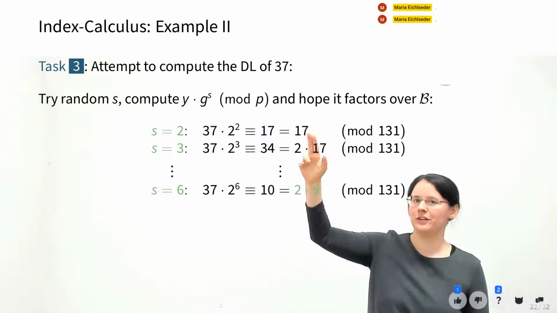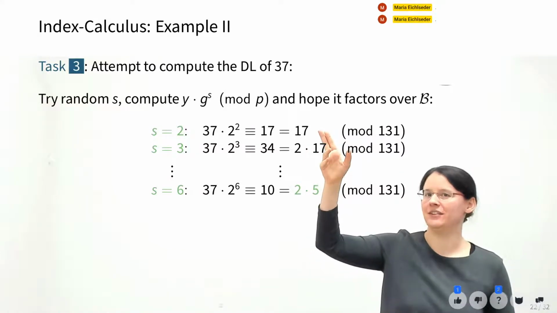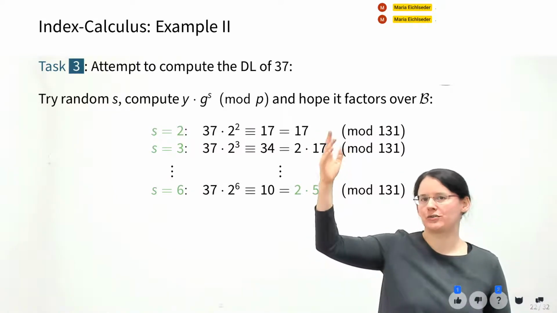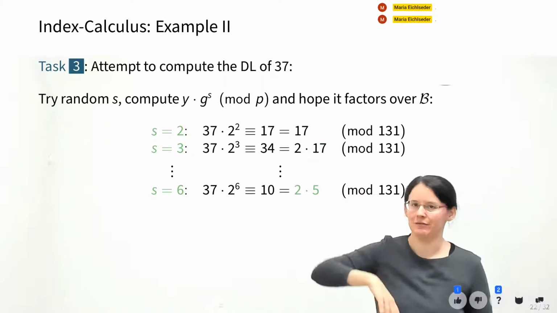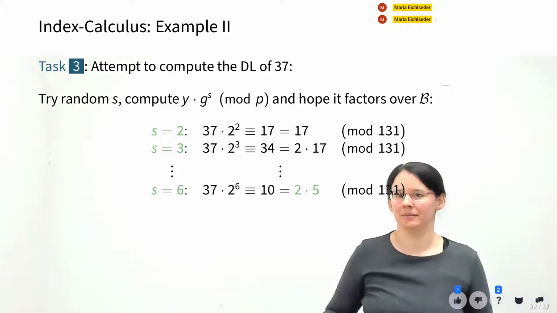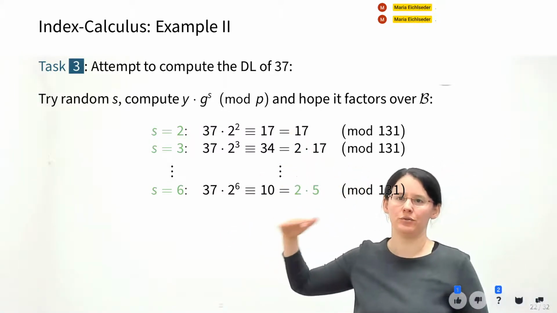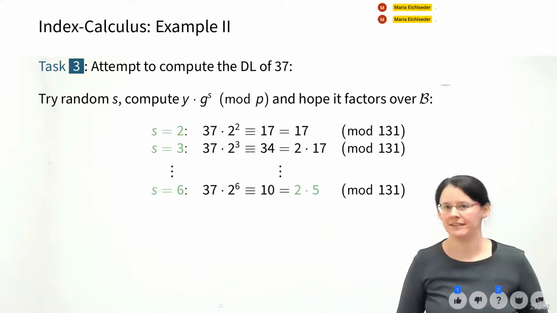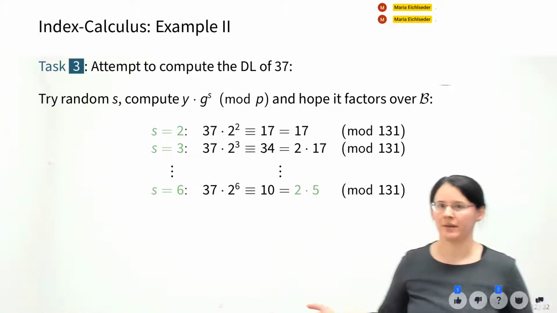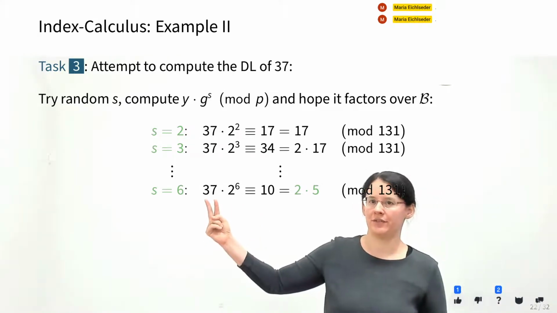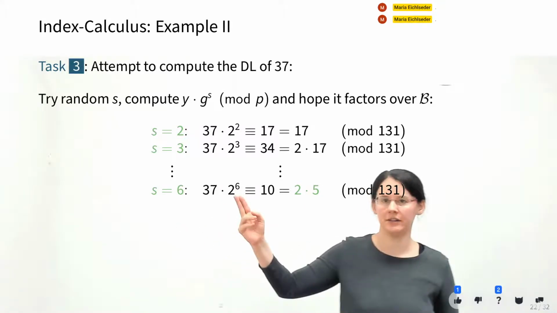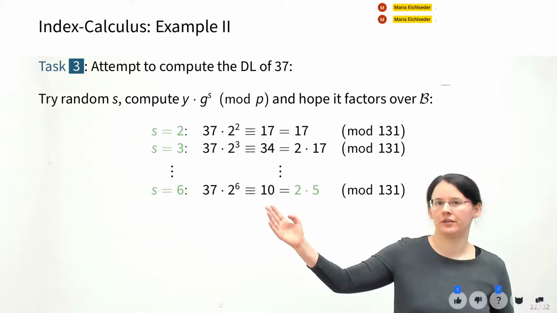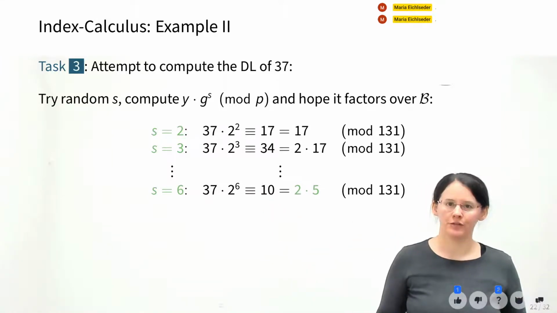Usually if you implement this, you wouldn't actually get the factorization and then notice it doesn't fit in the vector base. You would just try only the prime factors of the vector base and would notice that there is some remainder left at the end that you can't factor. Okay, so if I do this, I have to do a total of 5 steps until for s equals 6, I'm actually successful, because our challenge value 37 times g to the power of our counter 6 here, when reduced modulo the prime number, actually gives us 10, which factors nicely over our vector base, 2 times 5.